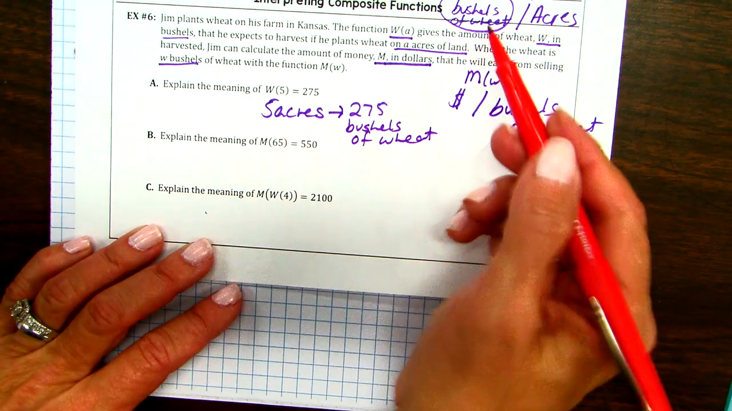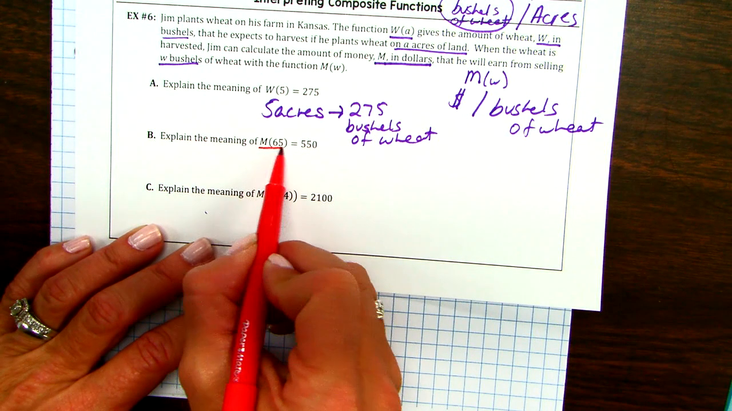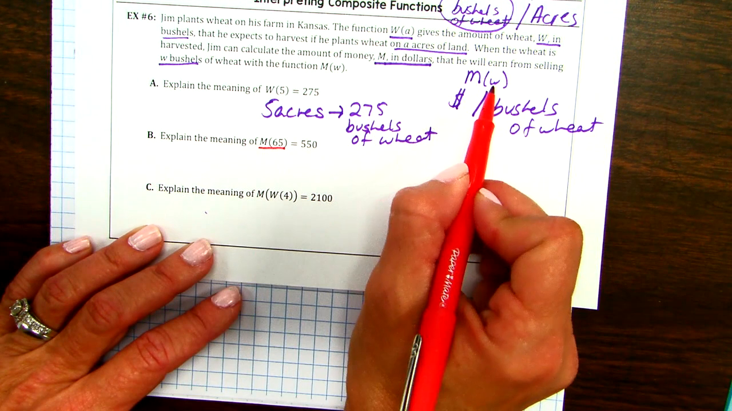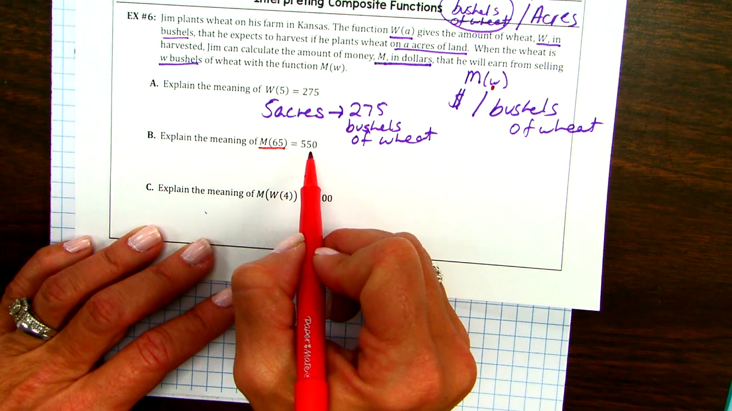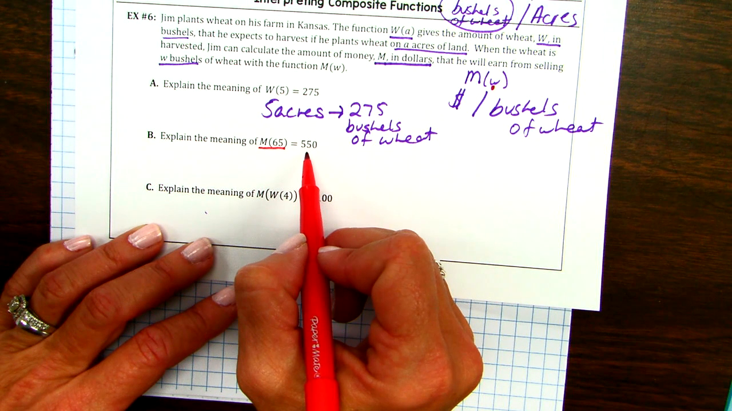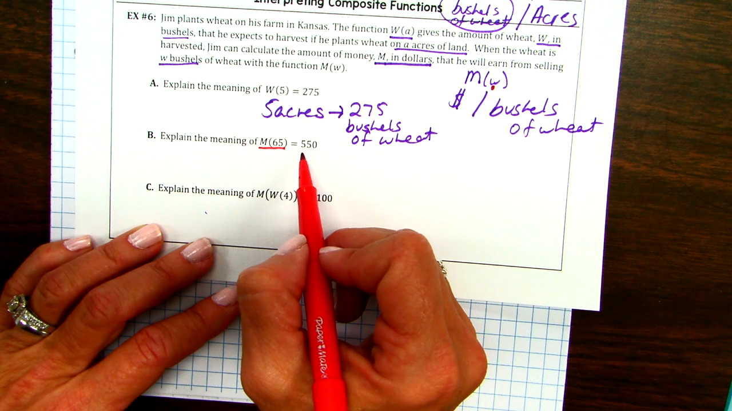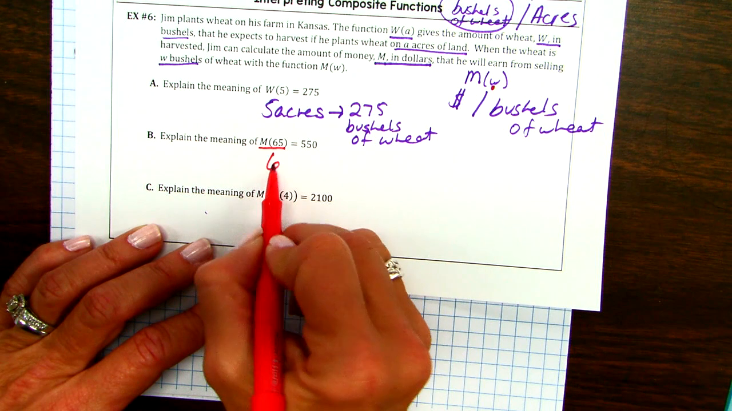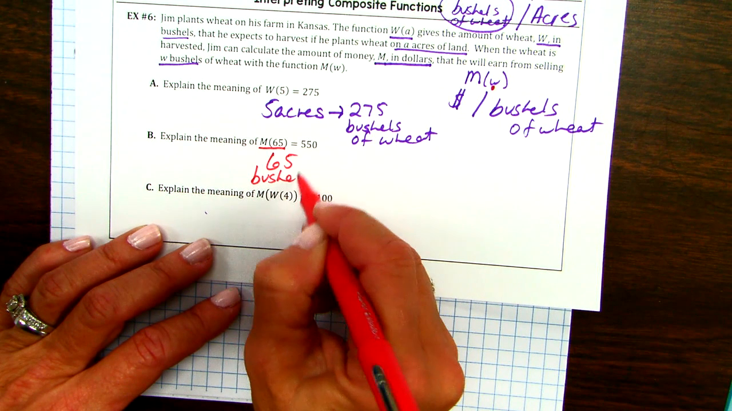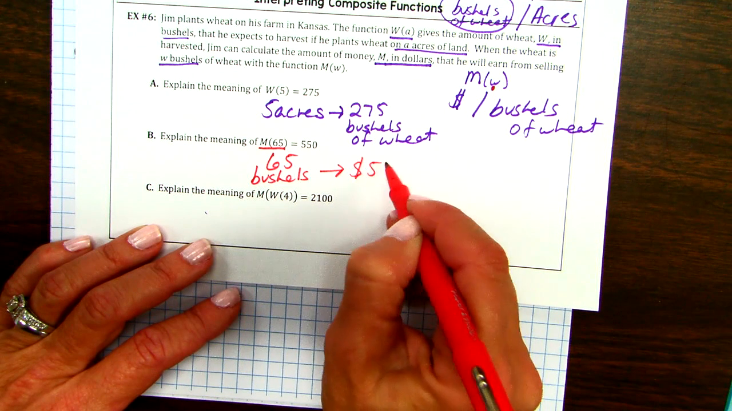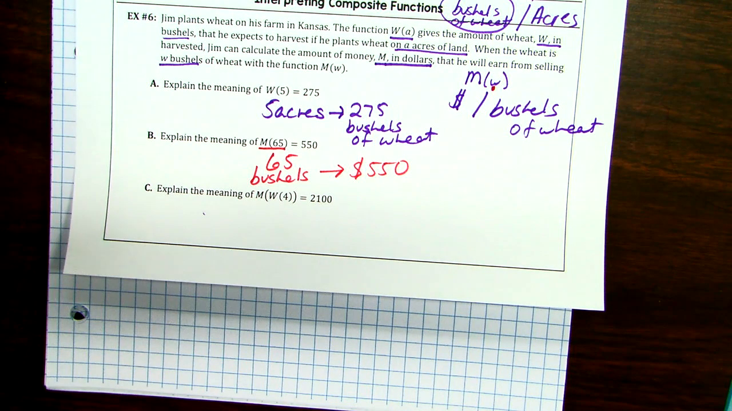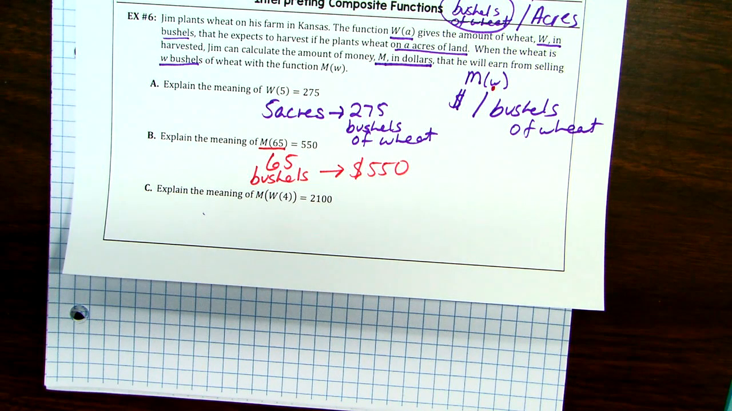Look at this one. This is just taking them single, not composition. M of 65. So 65 is bushels of wheat. 550 is what? Money, the dollars. Yes. So 65 bushels of wheat gets him $550. It's just interpreting it. So A and B should be kind of a review of stuff we've done in the past, just being able to interpret what that means.